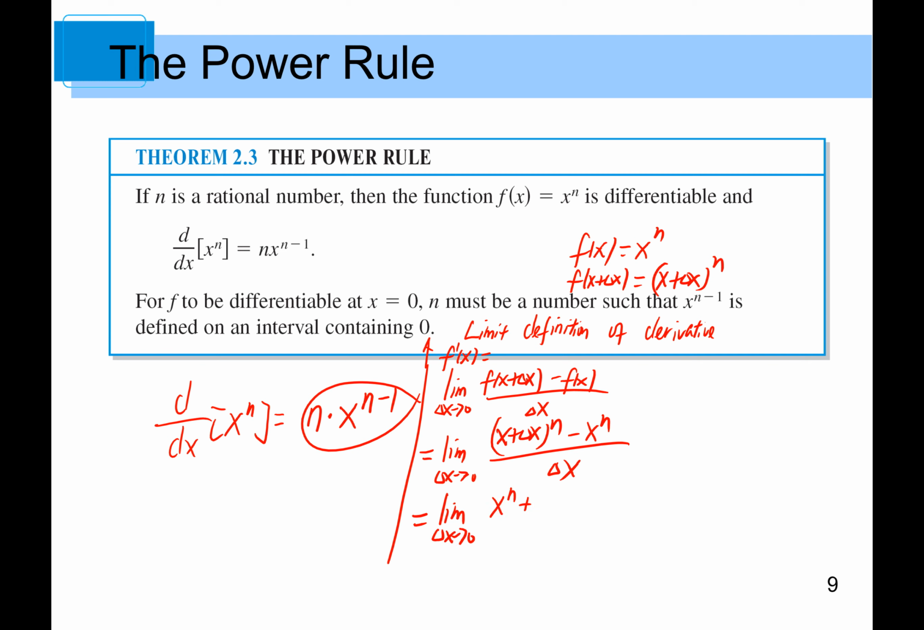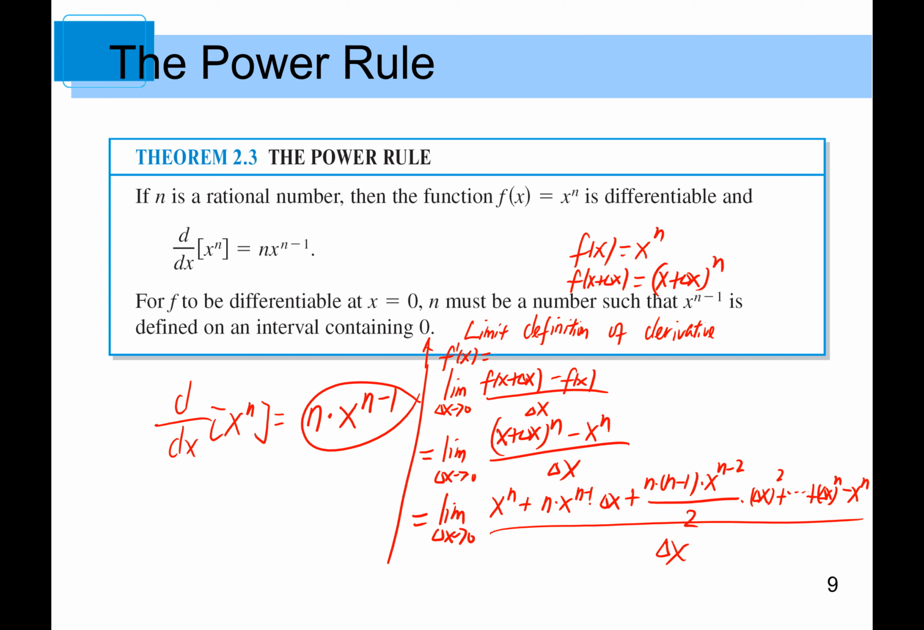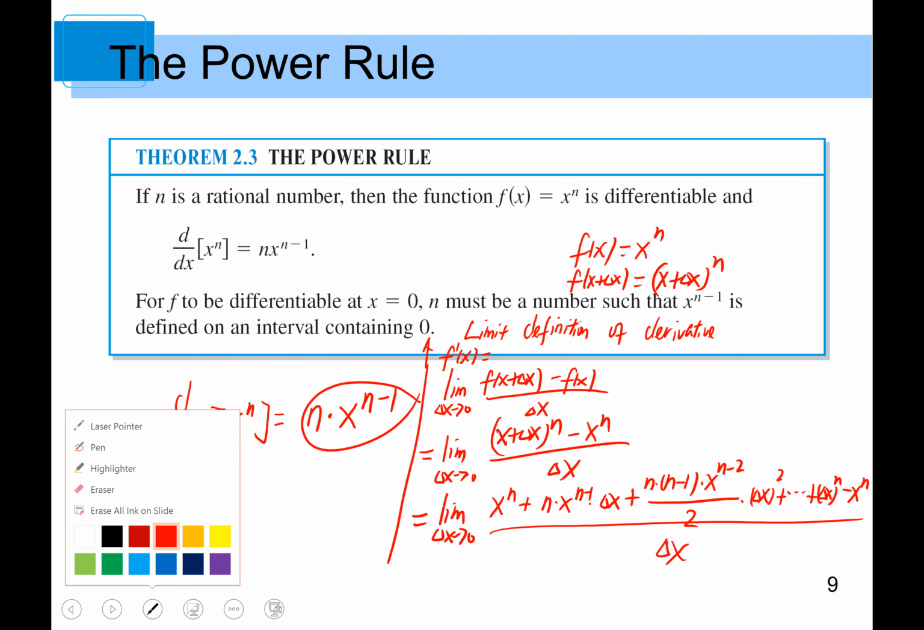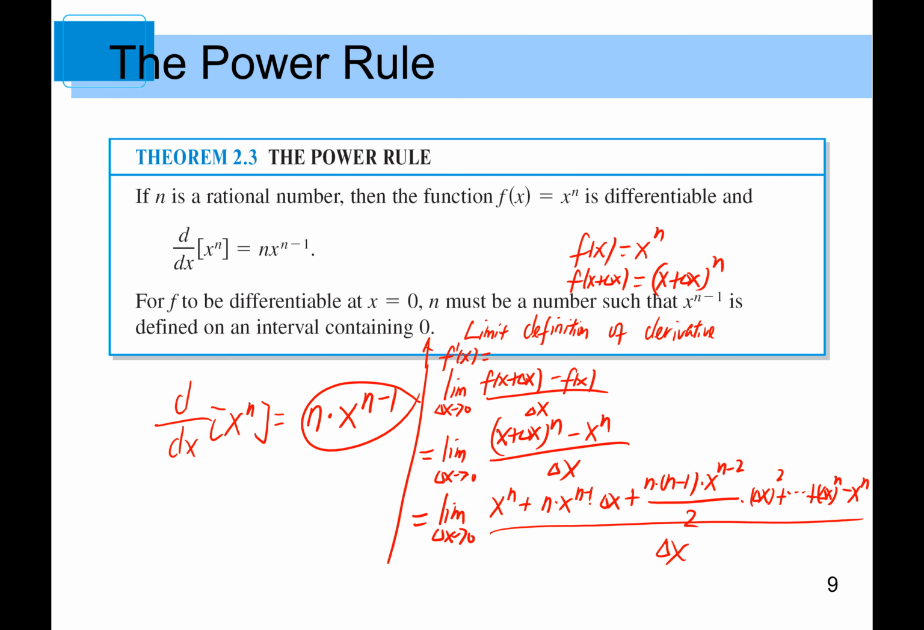The next term is plus n times n minus 1 times x to the n minus 2 divided by 2 times delta x squared. I have a lot of terms in between, up to delta x to the nth. Then x to the n plus delta x to the nth minus x to the n, over delta x. As you can see, this term will be cancelled. X to the n will be cancelled with x to the n, right?